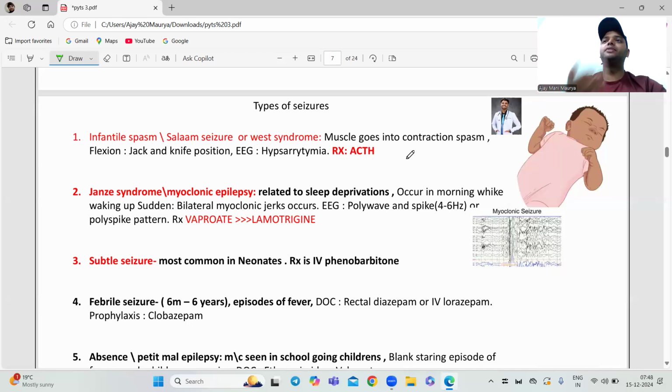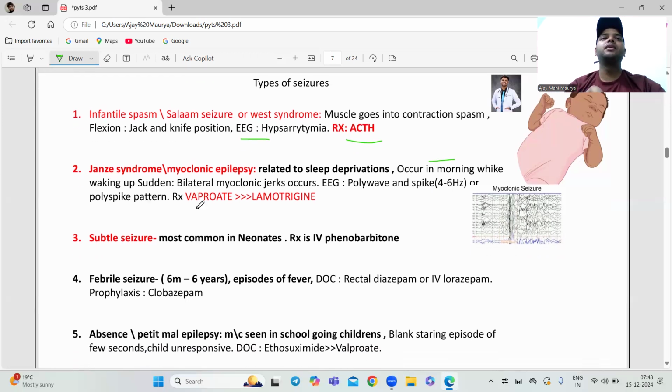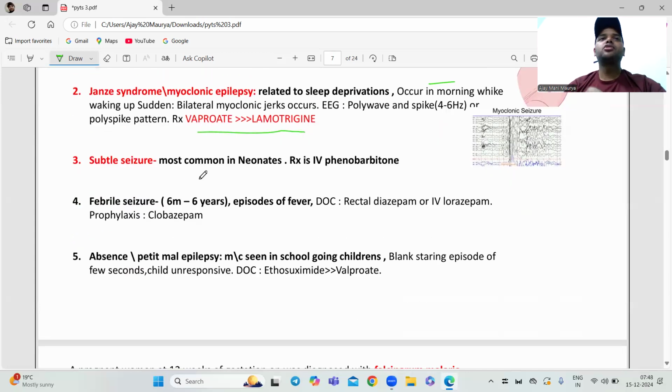See, the child will always do like this, like salaam. The EEG will show hypsarrhythmia. Treatment will be ACTH. Next, Janz syndrome or myoclonic epilepsy. It occurs in the morning due to sleep deprivation, while waking up. That is sudden bilateral myoclonic jerks. Remember the morning time. Treatment will be valproate. Subtle seizure in neonates: treatment with IV phenobarbital.